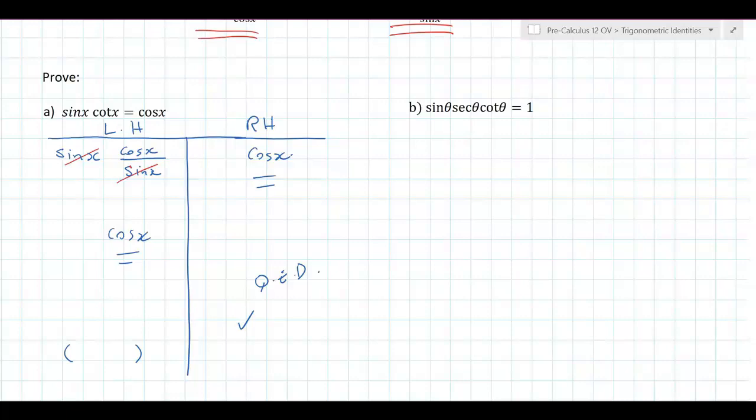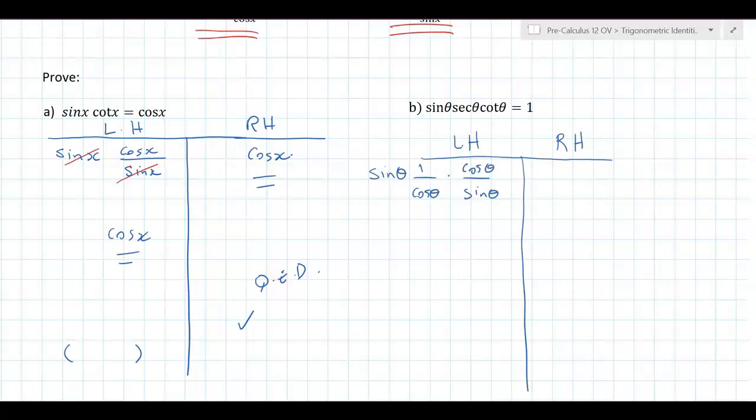All right, so let's look at the next one. B, same idea. Let's go ahead, change secant and cotangent into the primary ratios and then rewrite. So secant theta is 1 over cos theta. Cotangent is cos theta over sine theta. Now we're going to use algebra to simplify. Cosine theta divided by cosine theta, that's 1. Sine theta divided by sine theta is 1. So the final answer will be 1, and we already have 1, and that's done. That's QED. We just proved that as well.